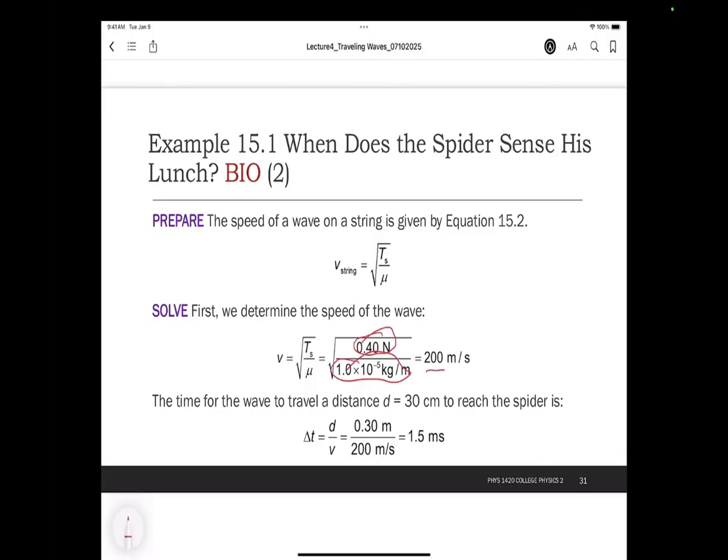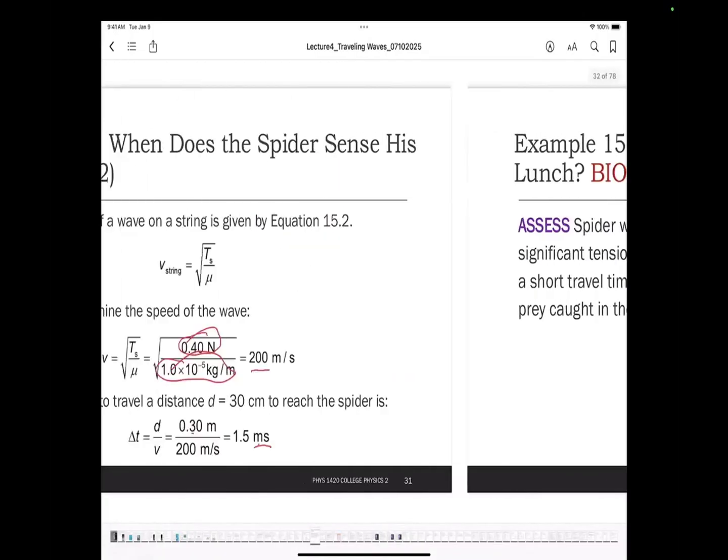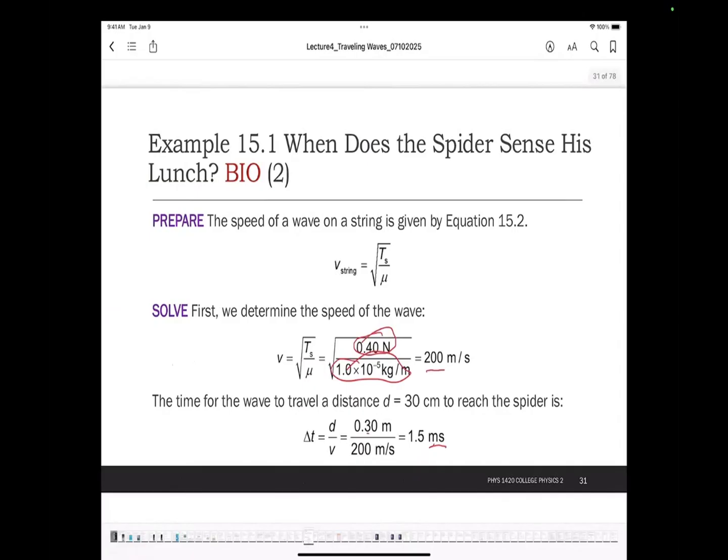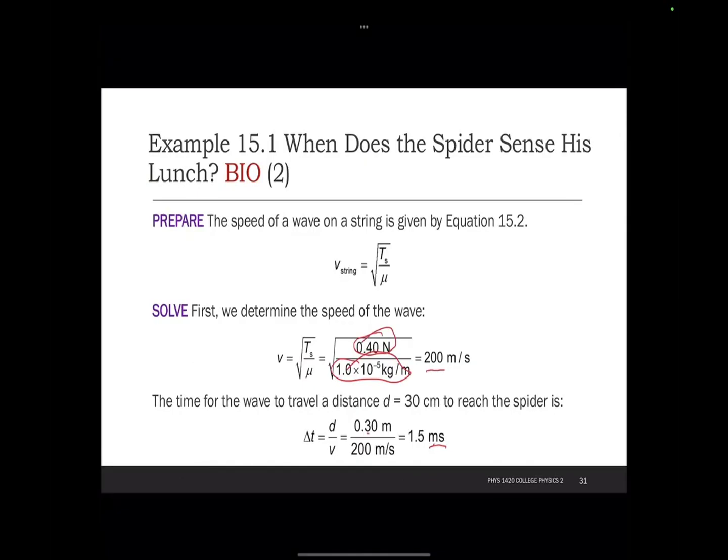200 meters per second. And the time for the wave to travel a distance d equal to 30 centimeters to reach the spider is, yeah, t should be d divided by v. This will be 1.5 milliseconds. It's very short, am I right? Which means when the insect drops on the web, the spider will sense it very quickly, in less than 1 second, just milliseconds. Does it make sense to you?